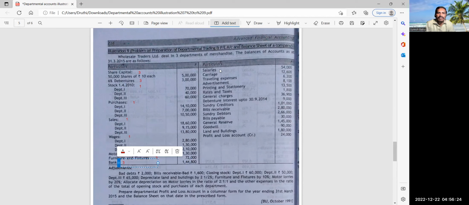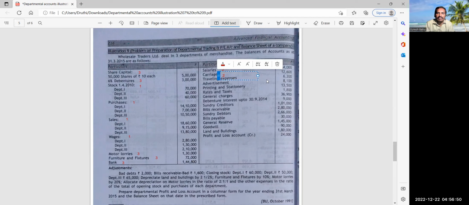This is how you need to first mark the items in which they are to appear. Salaries 2. That is profit and loss account. So there is carriage, correct? Initially they had not given it, but here they have given. Carriage means carriage outwards. So hence it is 2. That is profit and loss account.